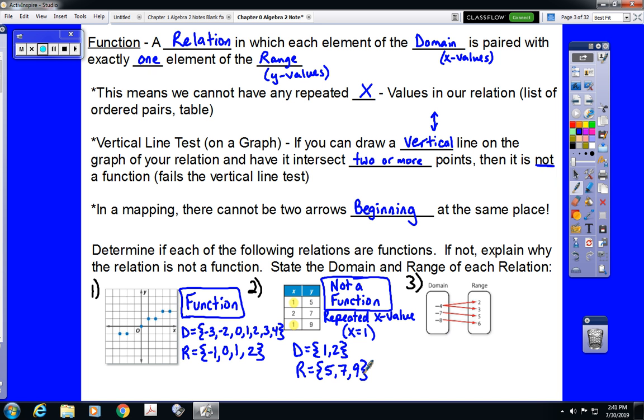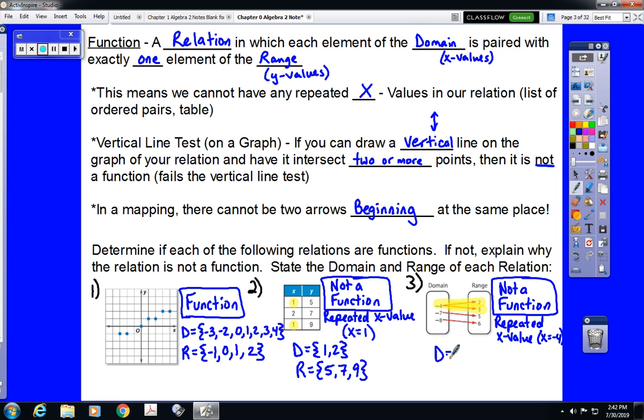On number 3, this is a mapping, so we look to see if there are two arrows beginning at the same place, and there is. See how there are two arrows beginning here at -4? That indicates that this is not a function, because again we have a repeated x value of -4. So that is not a function.